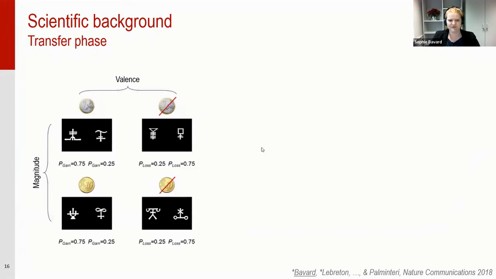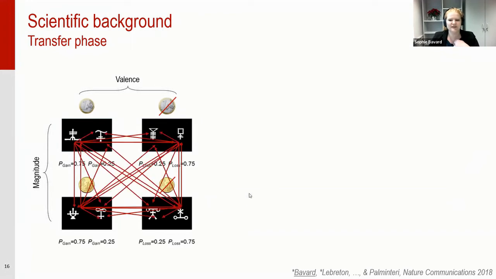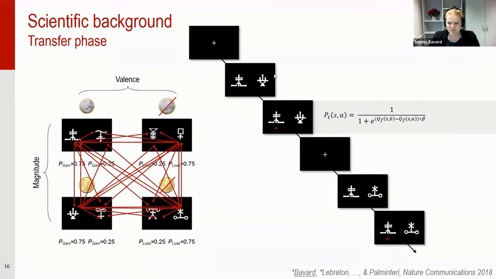Okay, so after the learning phase, as represented here, participants went through a transfer phase where all of the options were compared in all of the possible combinations. So this one against this one, and all of them together. Importantly, in this transfer phase, we did not display any rewards, so there was no feedback, because we didn't want participants to keep learning during this phase. What we want here is to have an estimation of the preference for each symbol. So we don't want participants to keep learning.